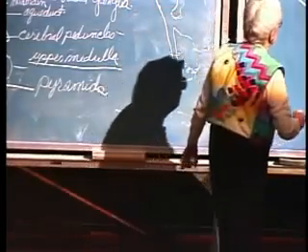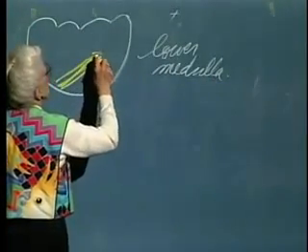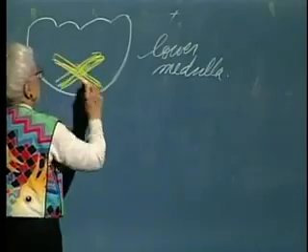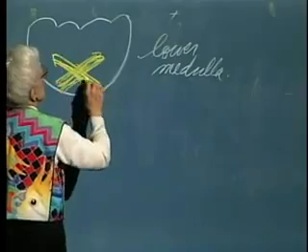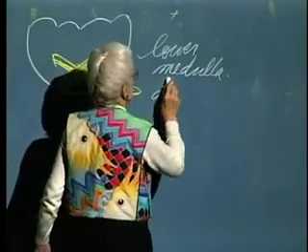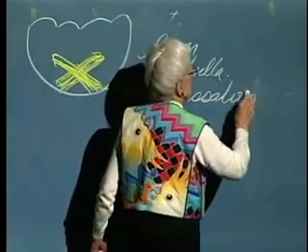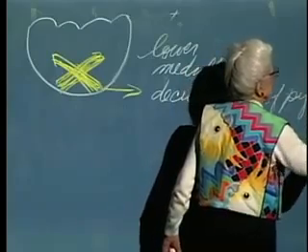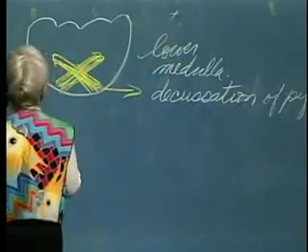So we have what's called the decussation of the pyramids. Comes from the pyramids and they cross. So this represents the crossing or decussation of the pyramids. But only 80 to 90% of them cross.